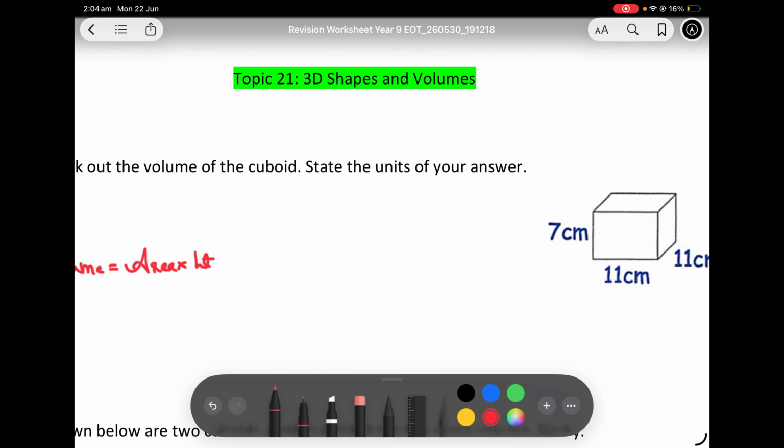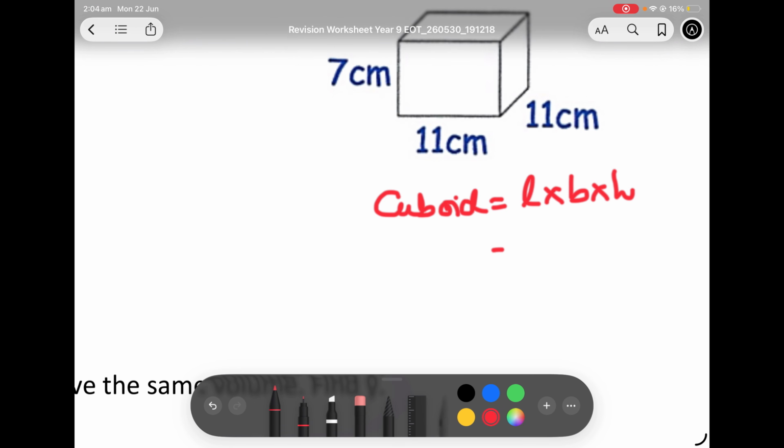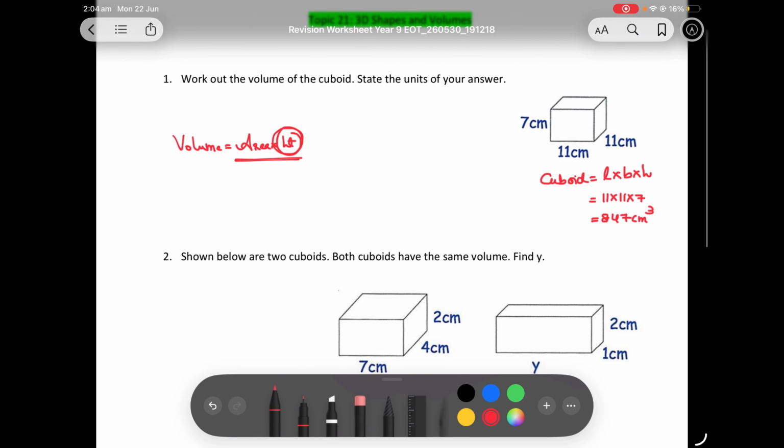And here, this is one formula. If they give you the area, just multiply by height. If they give you a shape like this, this is a cuboid, then it is length times breadth times height. So the length is 11 times 11 times 7. You multiply all of them and you get your answer, and that turns out as 847 centimeter cube is what you get here.